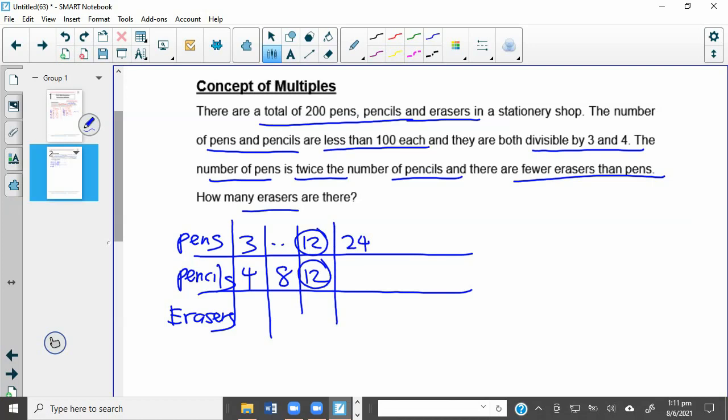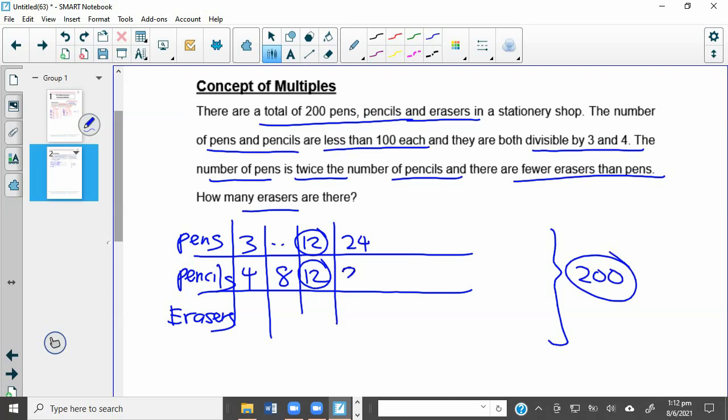But if you look carefully, there are fewer erasers than pens. So if you think smartly, there is a total of 200 stationeries. So if you take 200 and you minus 24 pens and 12 pencils, that will give you 164 erasers, which is not fewer than the pens. So which means that the pens and the pencils are too small, right? You need to increase them.